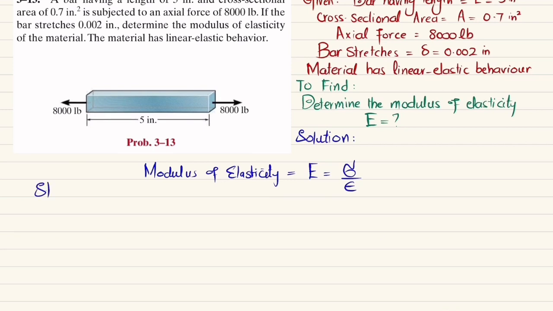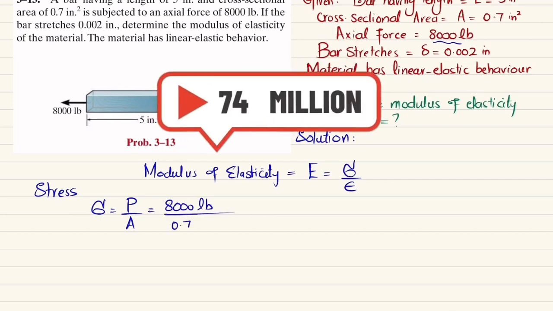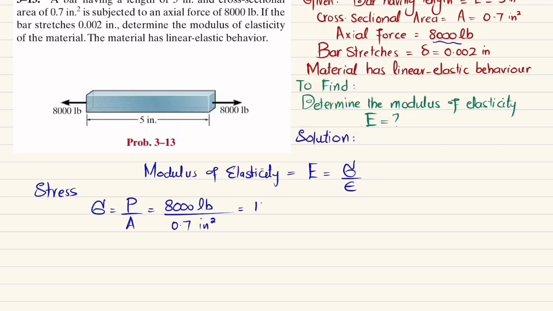So first we will determine stress. Stress here is equal to axial load divided by the area over which it acts. The axial load is 8,000 pounds and the area is 0.7 square inch. When you divide it, you will get 11.43 times 10 raised to power 3 pounds per square inch, or in terms of KSI, 11.43 KSI. KSI is kilopound per square inch.